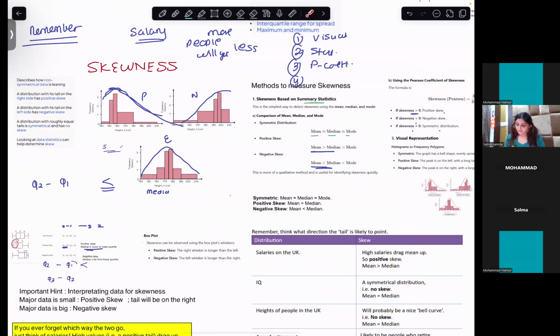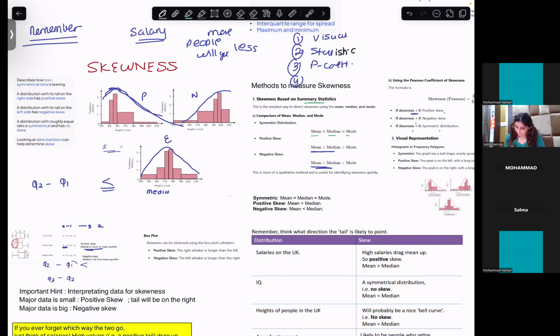Skewness. There's positive skew and negative skew. What is skewness basically? Skewness tells you how symmetrical your data is. There are four ways of recognizing skewness. The first one is visual, and the visual representation is shown in this example, showing the positive, negative, and symmetrical skew.